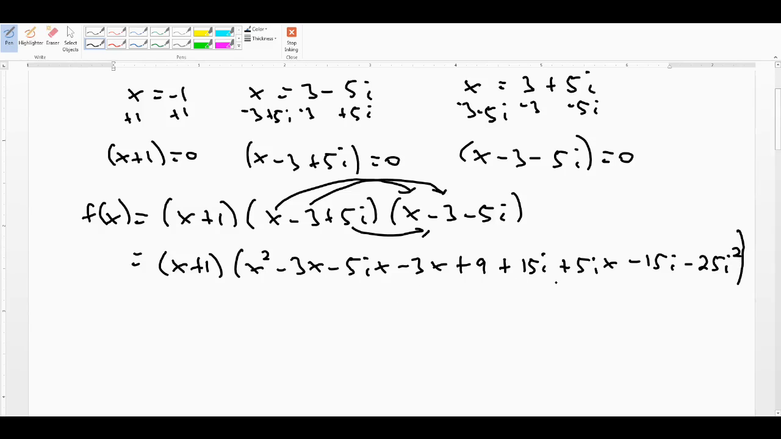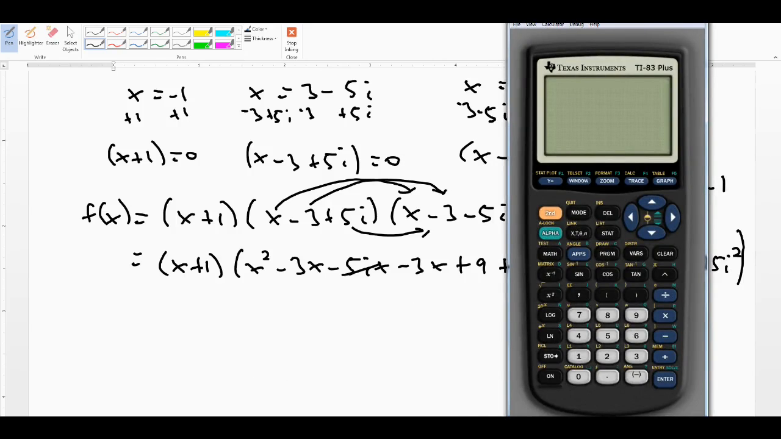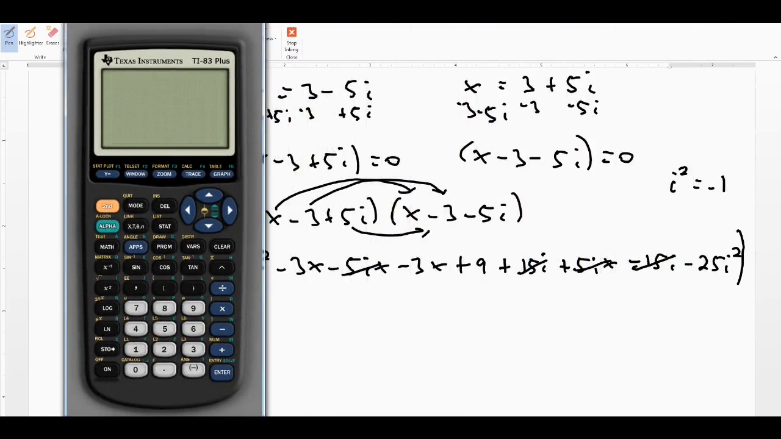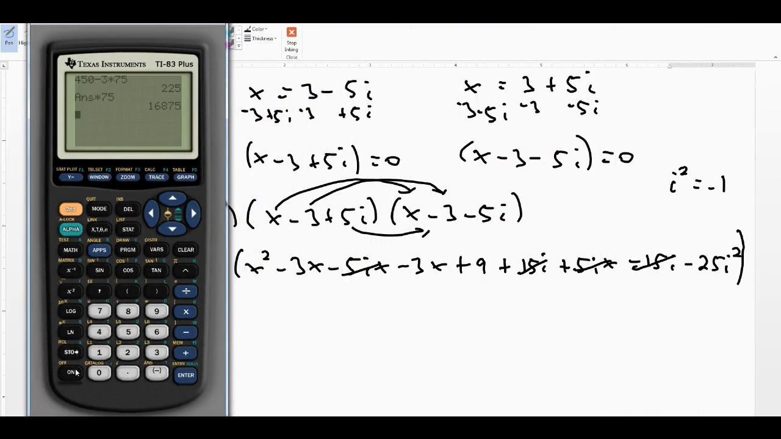Now let's look in here and see if anything happens. This 5ix is going to cancel with that 5ix. That 15i cancels with that 15i. i squared is the same as -1. And in case you didn't know this, I'm about to show you something. You do have an i key. It's above the decimal. And if you square it, you do get -1.